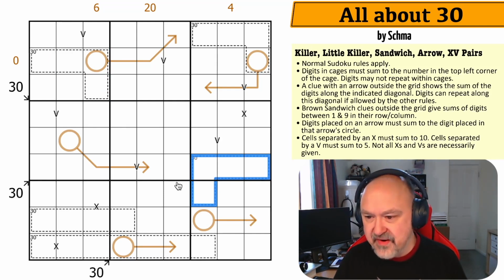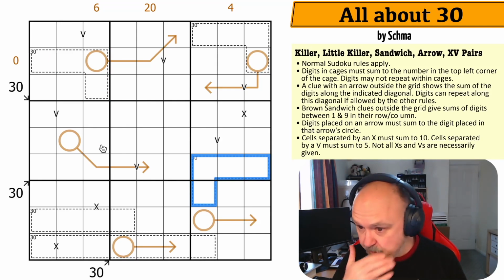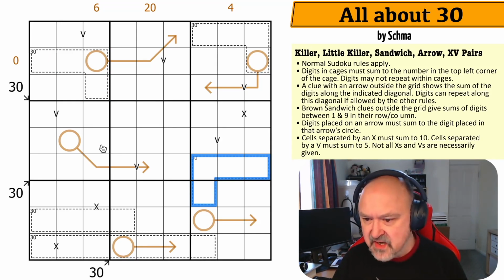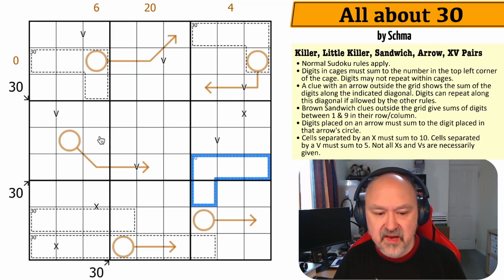So a clue with an arrow outside the grid. Okay, so there are a couple of different types of arrows. A clue with an arrow outside the grid shows the sum of the digits along the indicated diagonals. Digits can repeat along this diagonal if allowed by other rules. So that's these clues here.